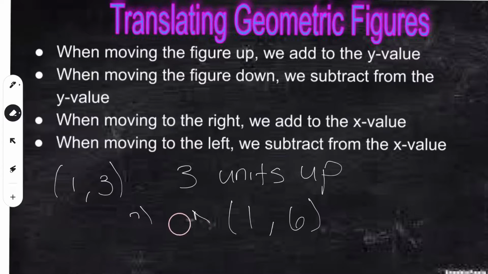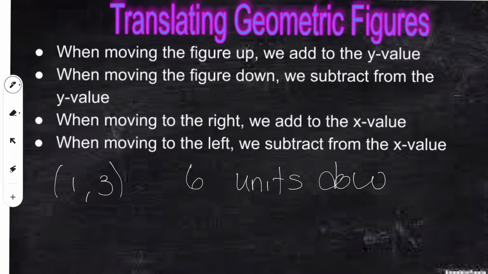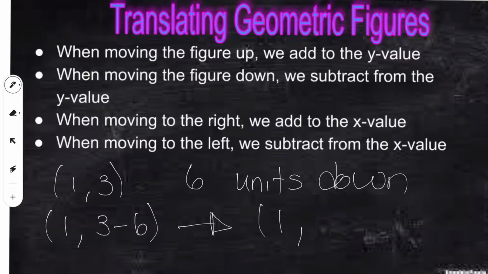Alright, the second bullet point. When moving the figure down, we subtract from the y value. So say I have the point again 1 comma 3. Say I want to move it 6 units down. I will have to do 1 comma 3 minus 6 because we're subtracting from my y value. And this gives me 1 comma 3 minus 6, which is negative 3.